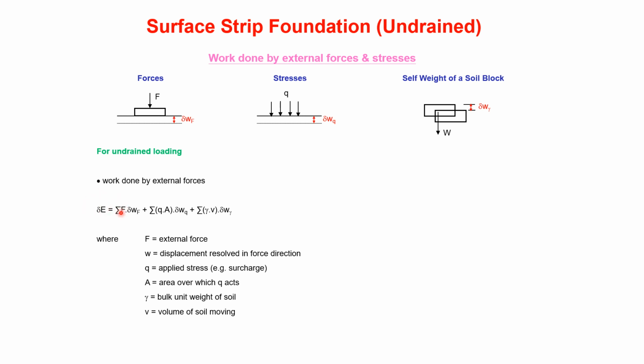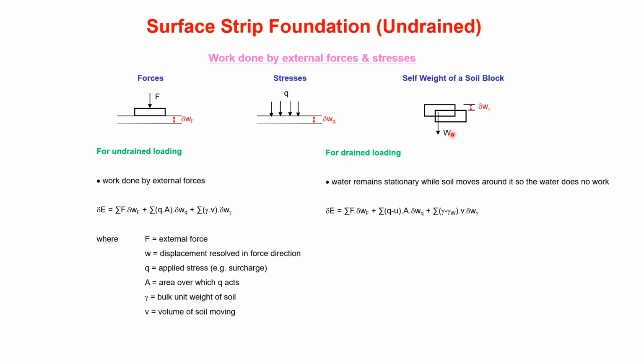So delta E, the increment, would be the summation of the foundation force multiplied by delta WF. The stress needs to be multiplied by an area, and then by the distance that the stress moves. Don't forget in the area that we only really need the width, because we're multiplying by 1 into the diagram. And for the self-weight, it's going to be the unit weight gamma multiplied by the volume of this block. And we only use, of course, the displacement in the direction of the force. Although the block's moving diagonally, we only want the vertical component because the force is vertical.